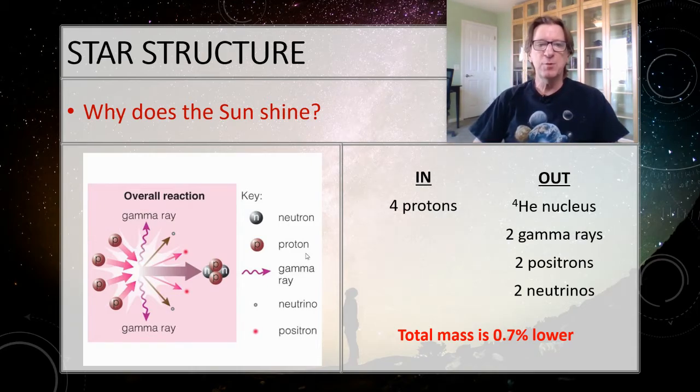So I take 4 protons, which is 4 hydrogen atoms, go in, and what I get out is a helium nucleus, which looks like this, and a couple of gamma rays, some positrons, that's antimatter. Yes, there is antimatter actually being made in the sun, and some neutrinos. Neutrinos are tiny subatomic particles that have almost no mass. They can pass through almost anything.